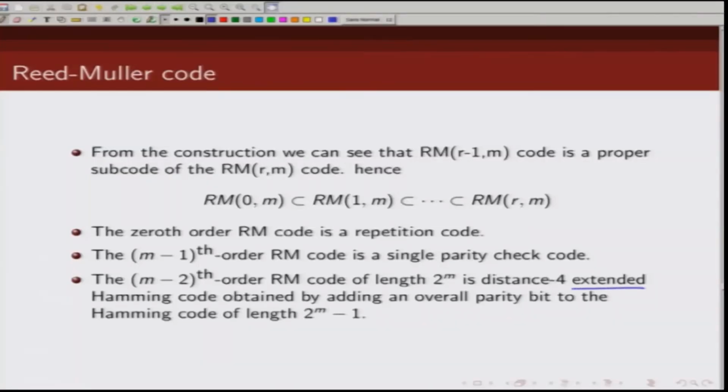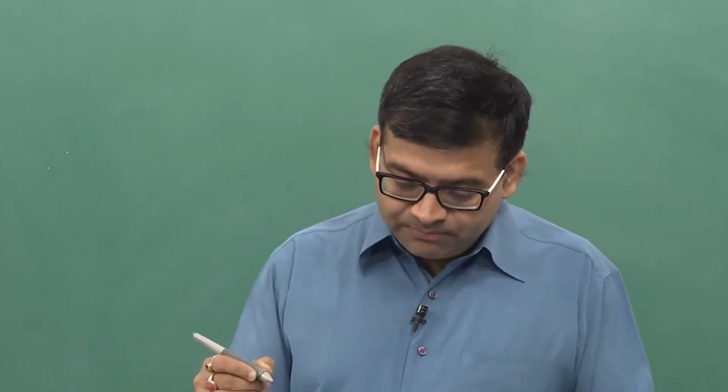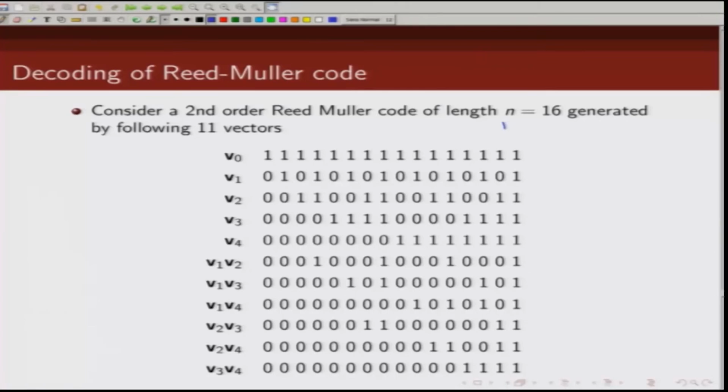Similarly, M minus 2 order Reed-Muller code is our extended Hamming code which we just talked about in the last lecture. So, let us discuss how we can decode Reed-Muller code. We will illustrate the decoding of Reed-Muller code through an example, and we are going to use what we call majority logic decoding. So, let us consider the Reed-Muller code with parameters M equal to 4 and R equal to 2.